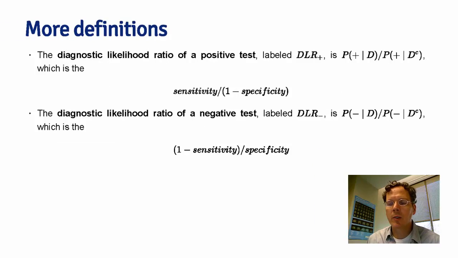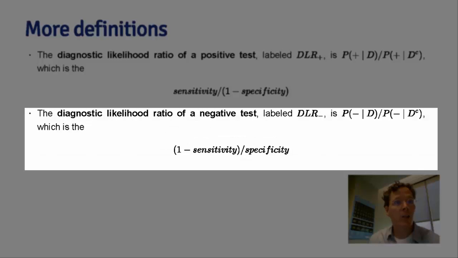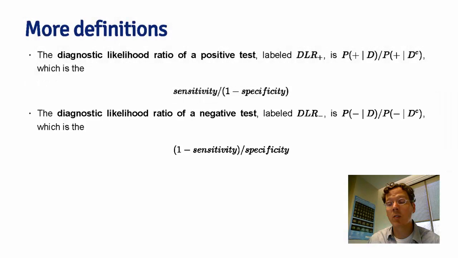I always like to talk about diagnostic likelihood ratios because in nearly any introductory or advanced class on this stuff, they tend to be left out, and I quite like them. So the diagnostic likelihood ratio of a positive test is the sensitivity over 1 minus the specificity, and the diagnostic likelihood ratio of a negative test is 1 minus the sensitivity over the specificity. And I'll go over in a minute why I think these are incredibly useful numbers.